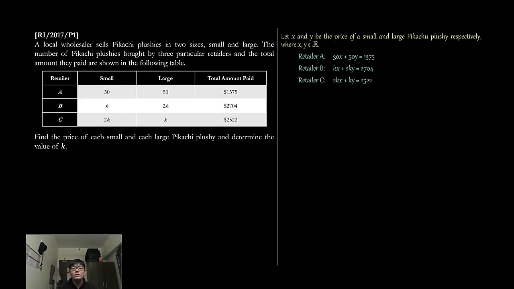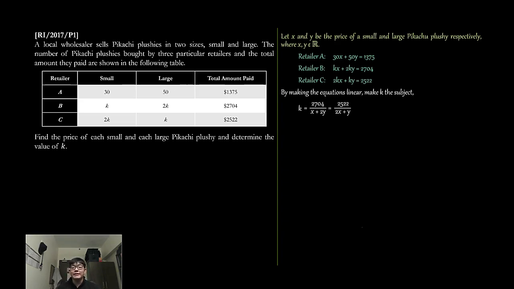Now, one way to go about doing it is to make k your subject. Because it's quite straightforward that you can factorize out k in retailer B and you can factorize out k in retailer C. So let's take a look at retailer B first. If we factorize out k, we will be left with x plus 2y. Bring them to the right hand side, and what we have is 2704 divided by x plus 2y. Do the same thing for retailer C. You will factorize out k, you get 2x plus y, you bring them to the right hand side, and you get 2522 divided by 2x plus y.